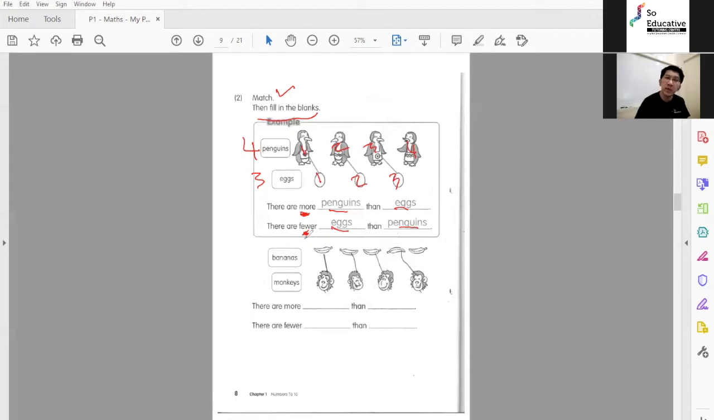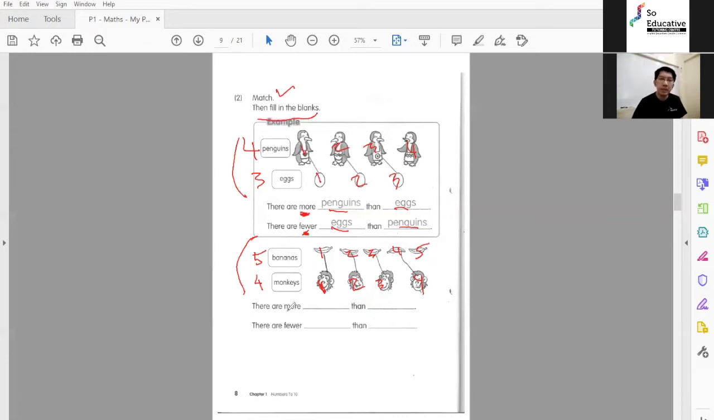Let's go to the next question now. Bananas. Let's count. 1, 2 bananas, 3 bananas, 4 bananas, 5 bananas. Now, how many monkeys are there? 1 monkey. Oh, hang on. I forgot to write down. There are 5 bananas here. Now, let's move on to the monkeys. It's 1 monkey, 2 monkeys, 3 monkeys, 4 monkeys. So I'm going to write down here 4 monkeys. Always write the numbers down, boys and girls, because they can really help you.